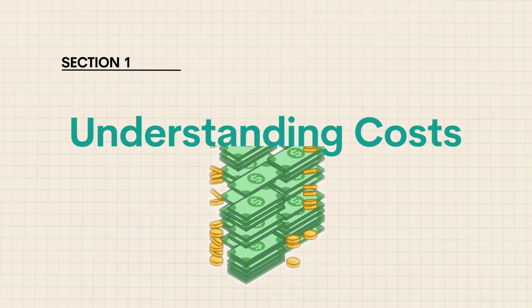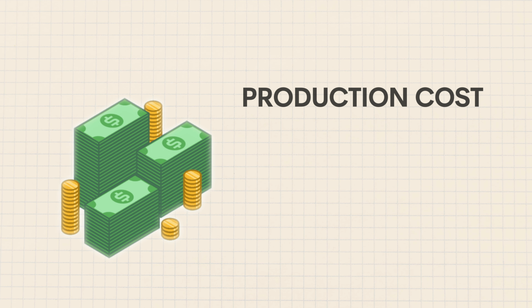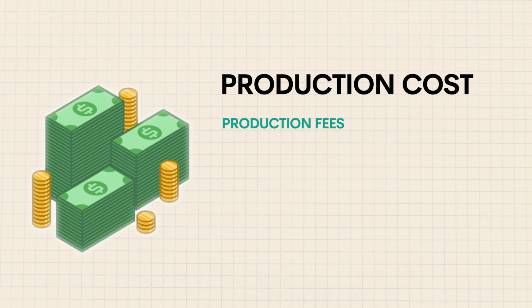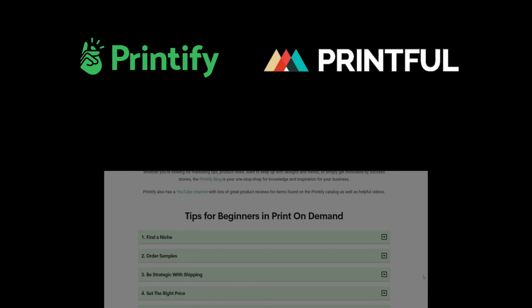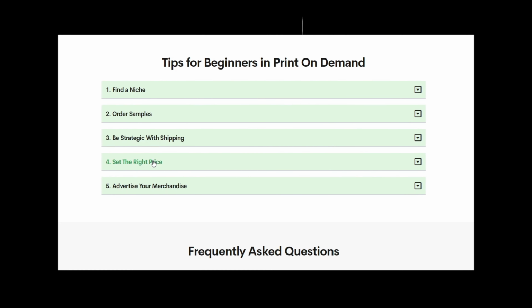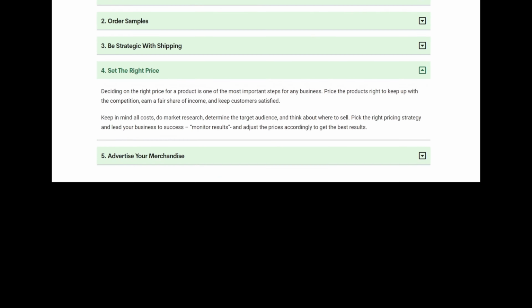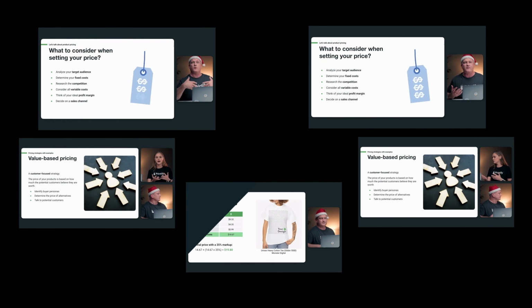Section 1 is understanding all of your costs, mainly your production costs. Your total costs include your production fees, printing fees, any digitization fees, and additional printing fees if you are going to place your design, for example, on the front and the back, because that is an extra cost. Now, platforms like Printify or Printful actually do a pretty good job of laying this all out before you so that you have all of that data and you can start to formulate the best possible price for your product.